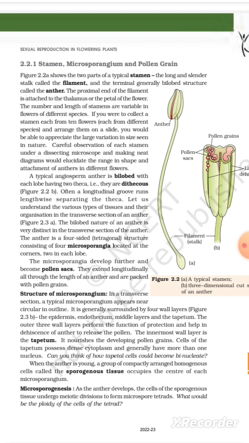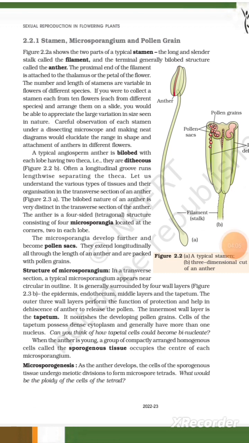Let us understand the various types of tissues and their organization in the transverse section of an anther. Figure 2.3b. A. The bilobed nature of an anther is very distinct in the transverse section of the anther. The anther is a four-sided tetragonal structure consisting of 4 microsporangia located at the corners, 2 in each lobe. The microsporangia develop further and become pollen sacs. They extend longitudinally all through the length of an anther and are packed with pollen grains.